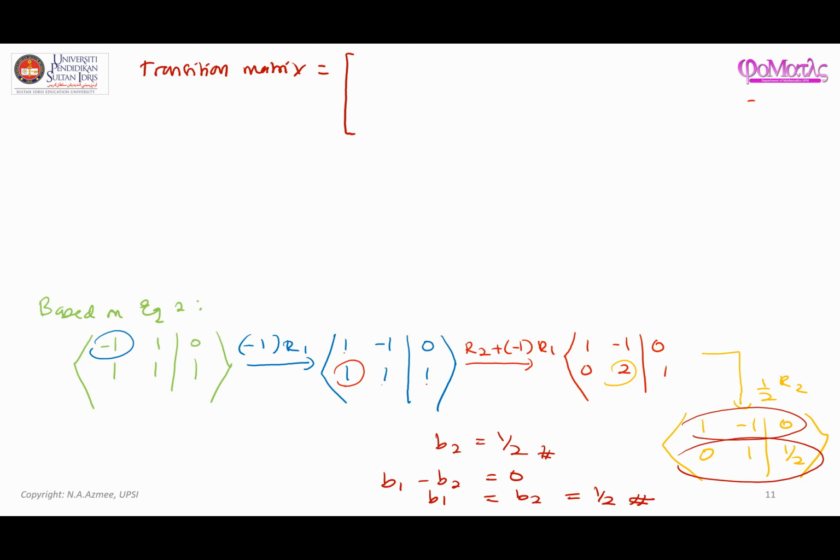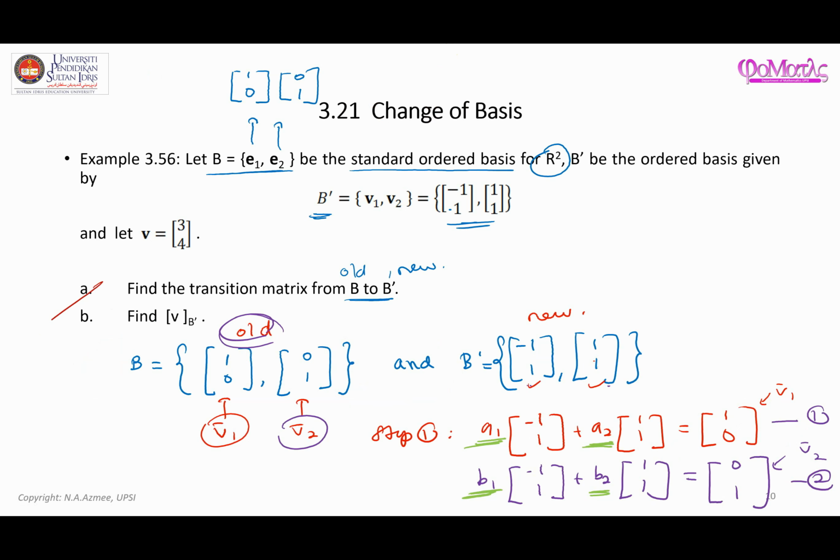Okay, so just now we've got the values of A1, A2 that will be filled up on the first column. The value of A1 and A2 is negative 1 over 2 and 1 over 2. So that is for the first column. And for the second column, we're going to consider the values of B1 and B2. So B1 is half, so half is here. And B2 is also half, so it will be at the bottom here. So this is the transition matrix, okay? So we are done with the first question.